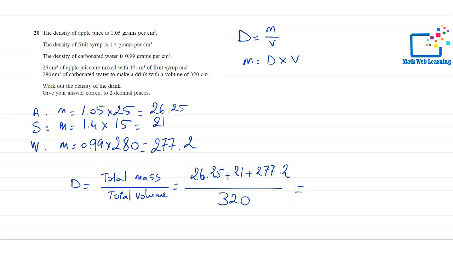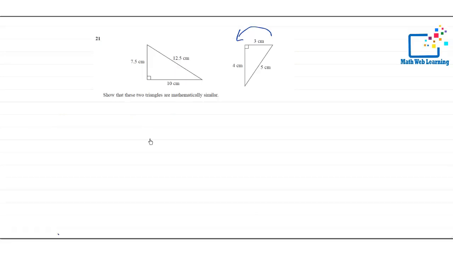And for that, 1.01 to 2 decimal places, because they're asking us to round it to 2 decimal places.